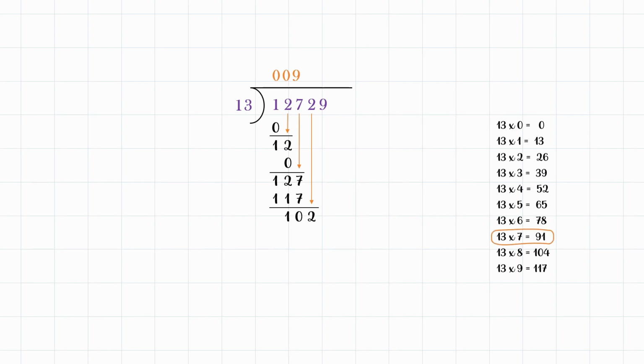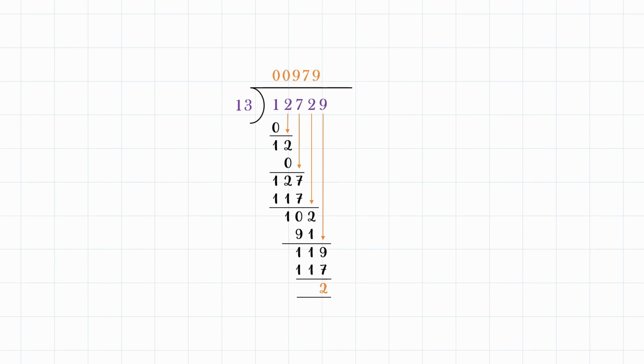13 times 7 is 91. Note the quotient and multiple. Subtract and bring in the next digit of the dividend. 13 times 9 is 117. Subtract and we get 2. As all the digits of the dividend are now completed, that's the end of division. We can verify the result by checking if the dividend is equal to divisor times the quotient added to the remainder.